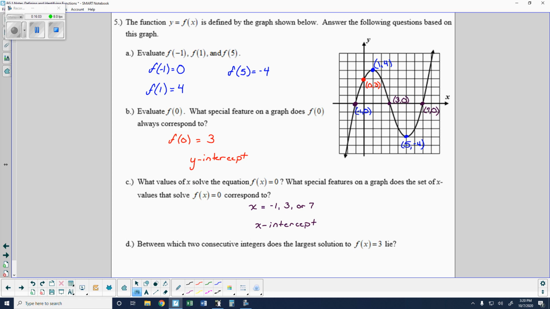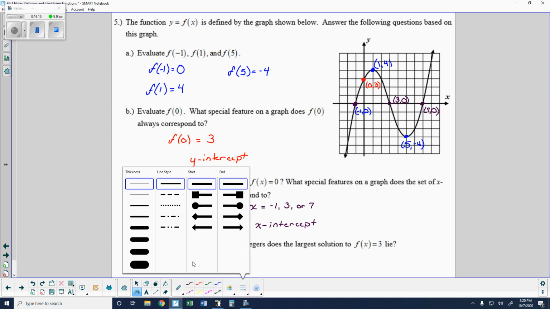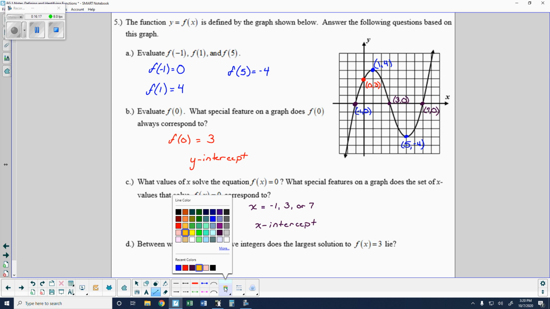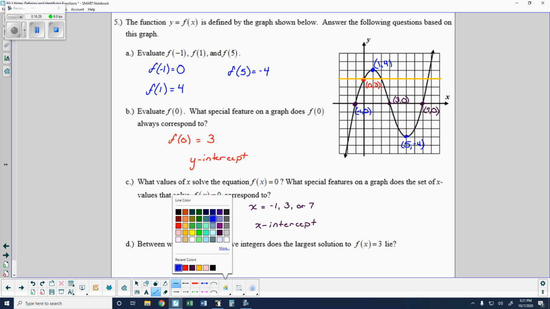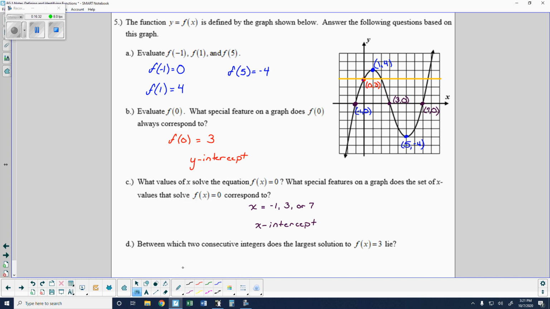Finally, in D, it says, between which two consecutive integers does the largest solution to f of x equals 3 lie? So f of x equals 3. This is, again, a y value. So what we can do here is take a look at the line where f of x equals 3. I'm going to go ahead and highlight that line here. At each one of these places where that line intersects the graph, this is a solution for f of x equals 3. The largest one would be the furthest to the right. So this one is slightly beyond 7, but just shy of 8.